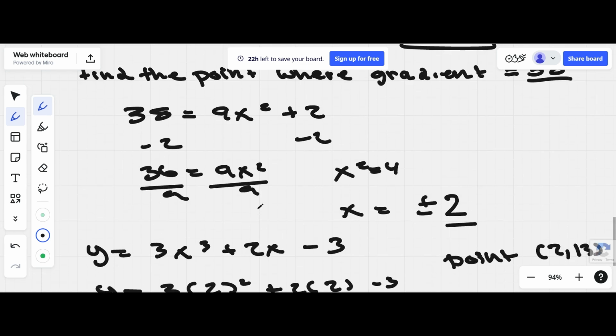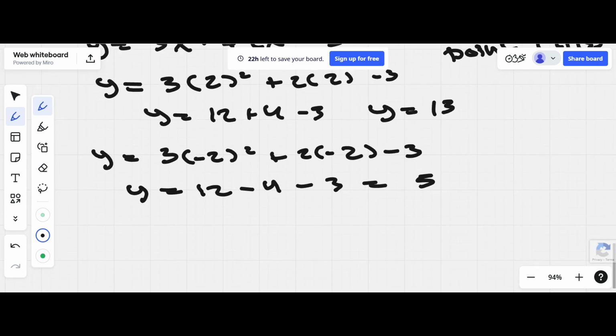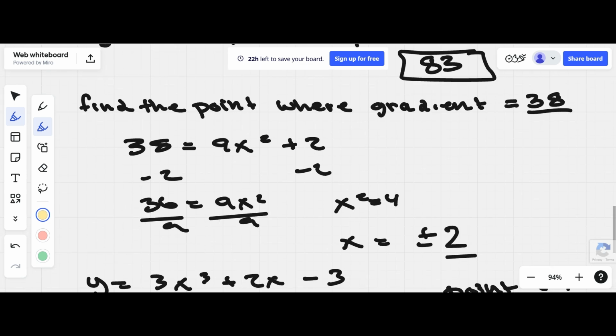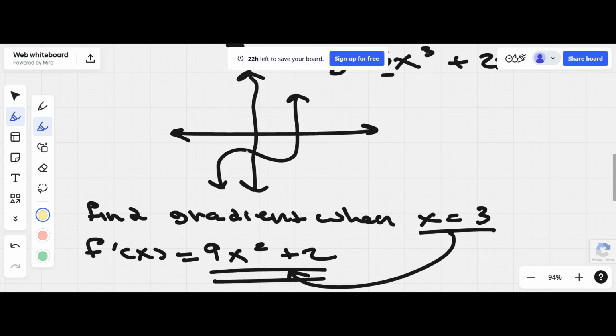So our 2 points where the gradient equals 38 are (2, 13) and (-2, 5). These are the 2 points. Let me highlight them. Those are our final answers. These are the 2 points at which the gradient is 38, which does make sense. 38 is a positive number, so when we look at the curve, it will probably be somewhere around here and here, because both of them are rising.